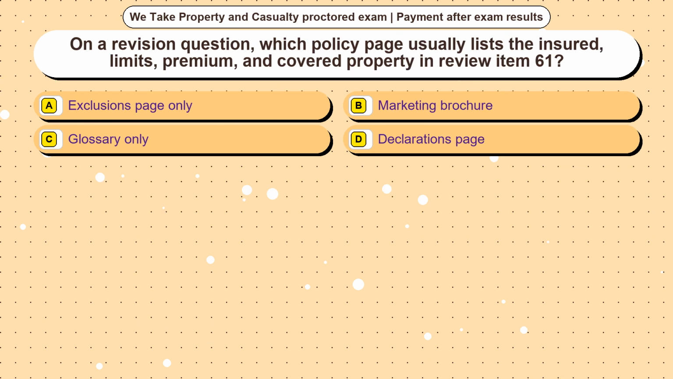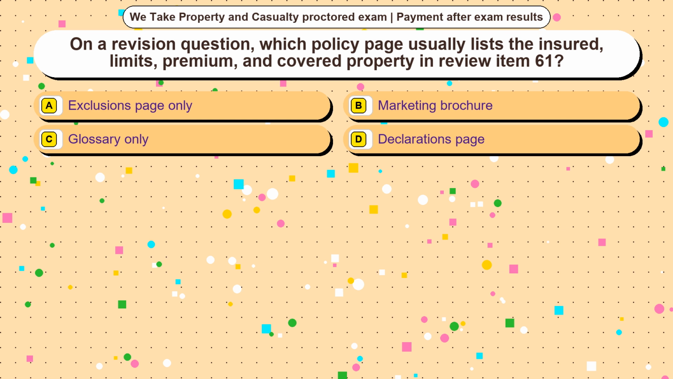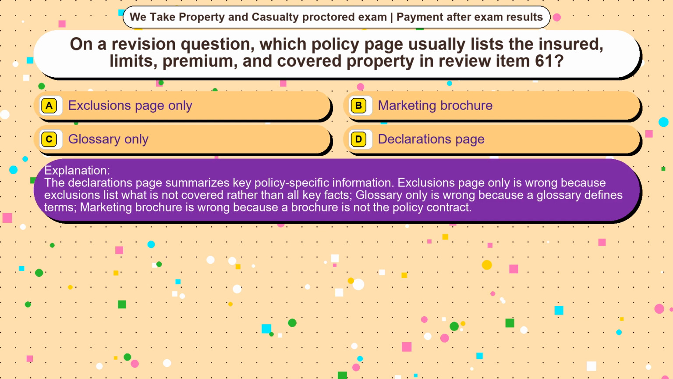Question 22. On a revision question, which policy page usually lists the insured, limits, premium, and covered property? Option A, exclusions page only. Option B, marketing brochure. Option C, glossary only. Option D, declarations page. The correct answer is option D. The declarations page summarizes key policy-specific information.